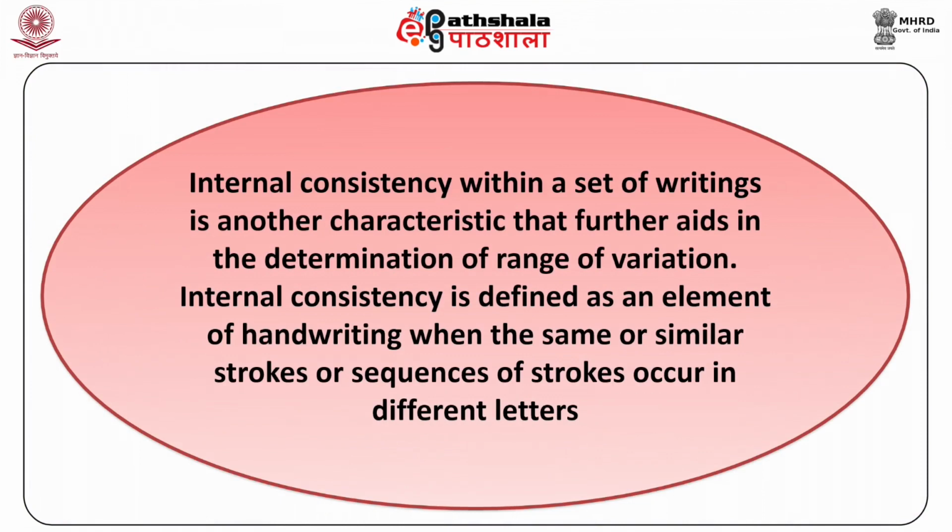Internal consistency within a set of writing is another characteristic that further aids in determination of range of variation. Internal consistency is defined as the element of handwriting when the same or similar strokes or sequence of strokes occur in different letters. In a study on this particular topic, G.A. Dawson examined samples by 47 writers who were requested to handprint the London letter. Ratio was the first characteristic studied. He found consistency in the relative heights and sizes of the letters having an upper and lower extender and those having only a middle zone. He also found that the ratio transferred from one letter to another.